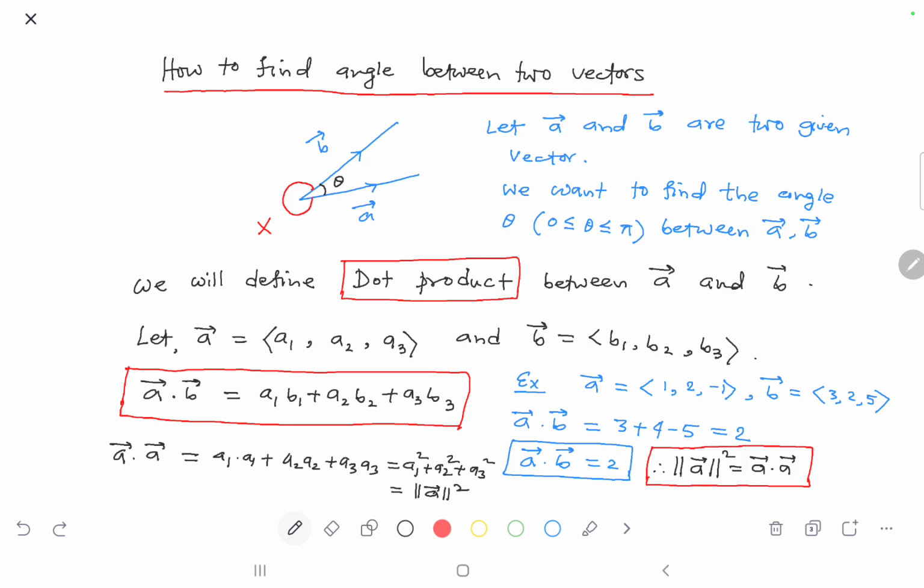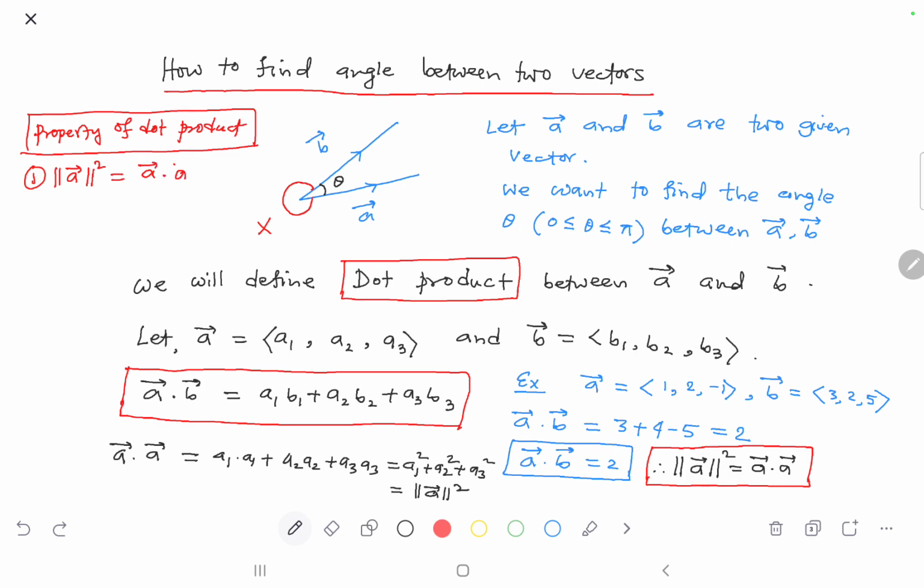So okay, one thing I forgot to tell you about the dot product, that I need to tell you here. Some properties. Let me list them here. Property of dot product. Sorry, I forgot to tell you. So the first property that I just proved here is that if you take the norm or absolute value of any vector, squared, that is nothing but A vector dot A vector.